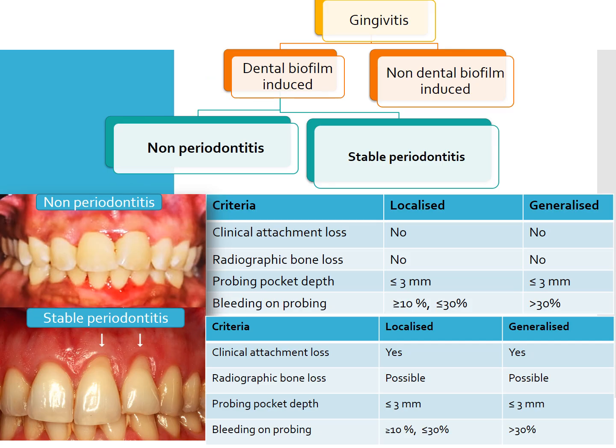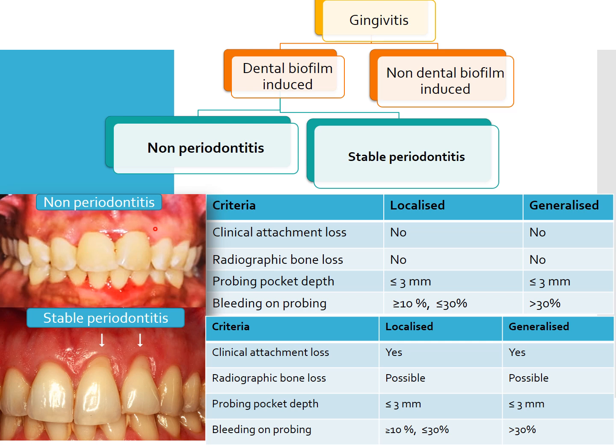Coming to gingivitis classification, in the 2017 AAP classification it is included either under dental biofilm induced or non-dental biofilm induced. Under dental biofilm induced, it can be either in a non-periodontitis case, and it can also occur in stable periodontitis. Let me explain in detail. This is the first case, that is, the non-periodontitis case. There is no periodontitis, only gingivitis.